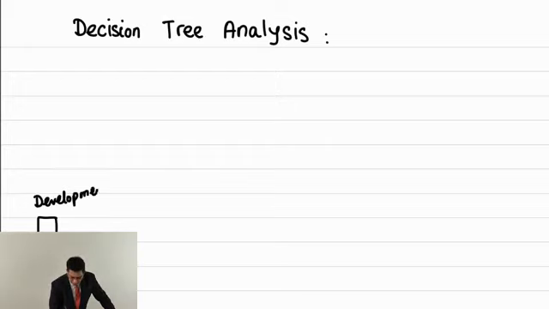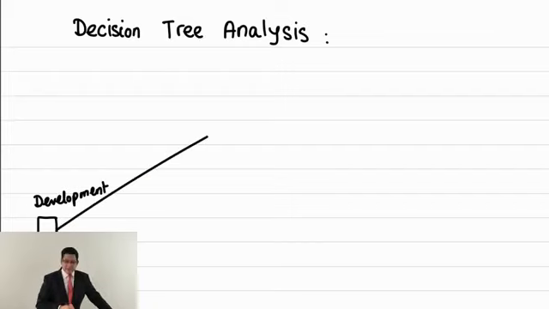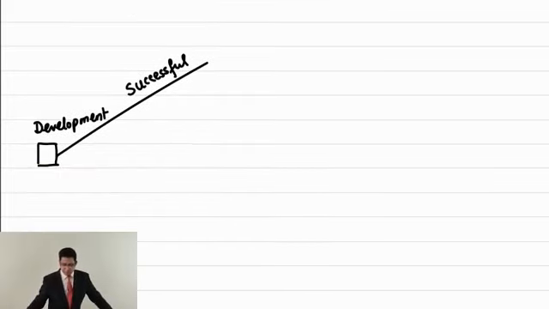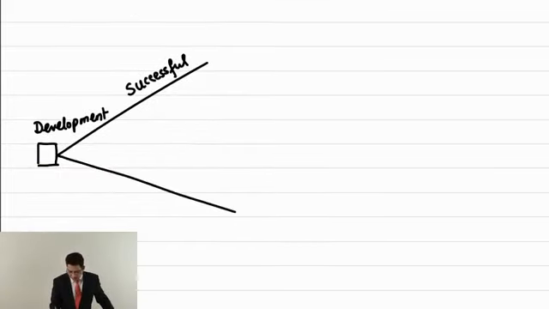Now please keep in mind, labeling is very, very important in any diagram, whether it is a linear programming graph, a CVP or profit volume graph, or a decision tree diagram. Labeling is as important or even more important than the diagram itself. So keep that in mind. Here is one side: development may be successful, or if we are unlucky, development may fail.